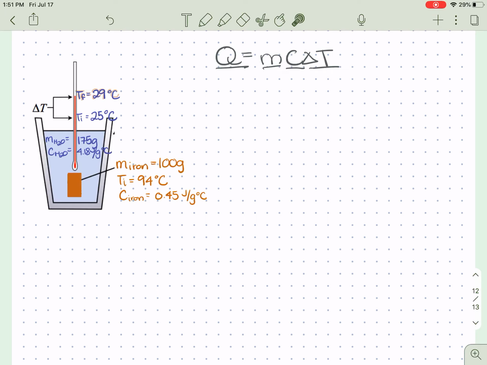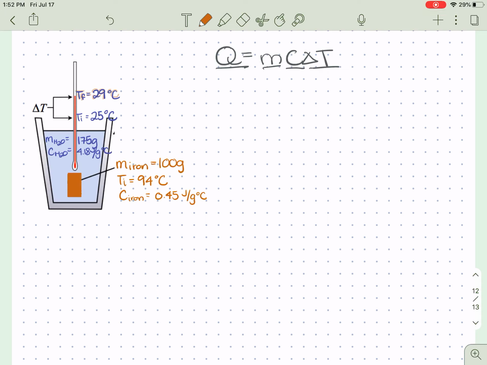That's because of that idea of thermal equilibrium. When I take this 94 degree piece of iron and put it in this water, if you leave them there long enough, the iron and the water will become the same temperature. And that's our final temperature of 29 degrees. So we're going to start off by calculating, and we can do it either way, we can do the water or we can do the iron.